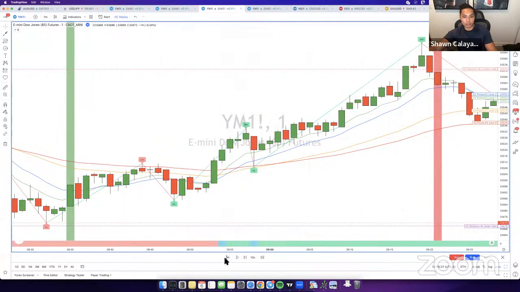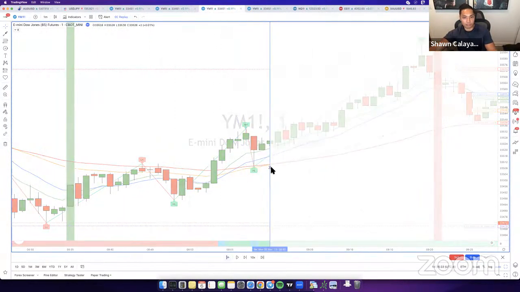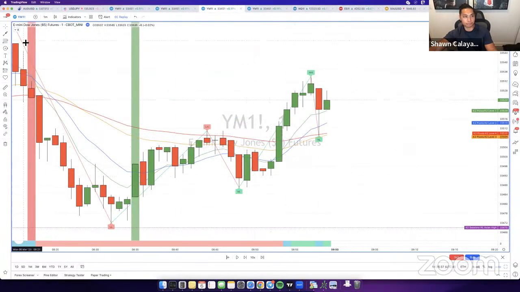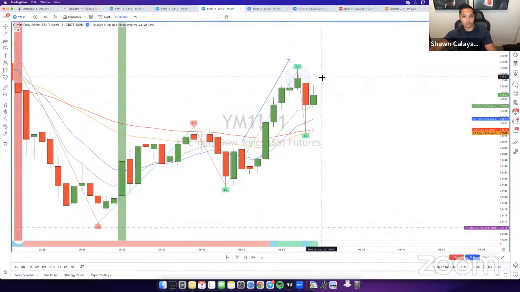Again, right here, I know this wasn't an entry that I personally would have taken, but I just want to show you guys an example. You can see right here how price is pushing up, right? So price is reversing right here. From this point, price is now retracing. So price is pushing up, it's retracing down. And you see right here how there's a double body. There's a double body with a high low.